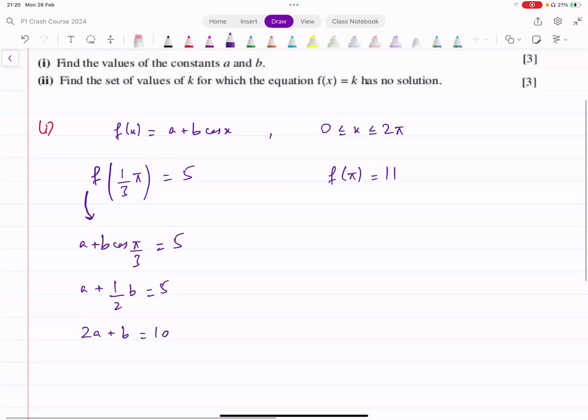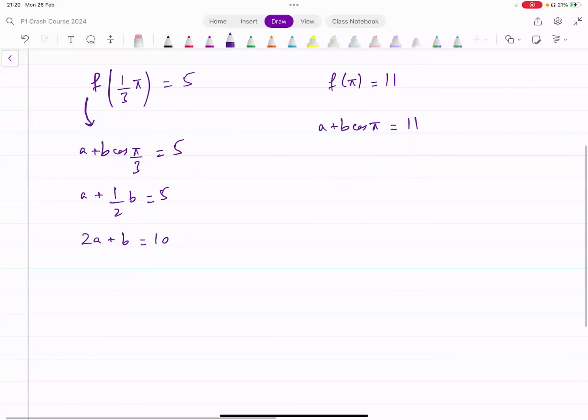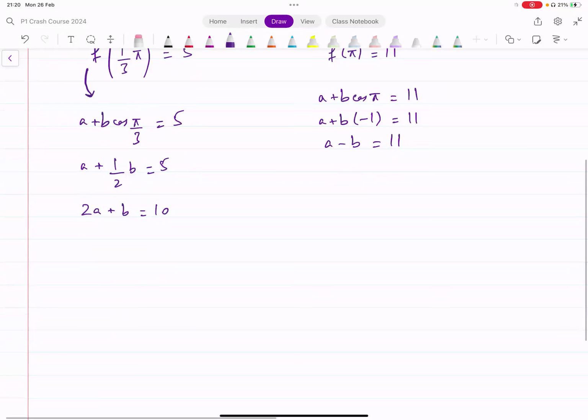All right. Now it says f of pi equals 11. Just replace x with pi now. So a plus b into cos of pi, that equals 11. That's another equation that we have. Cos of pi, put that on your calculator. That will give you minus 1. So you have another equation, a minus b equals 11. Just solve these two equations simultaneously and you would get the values of a and b from that.